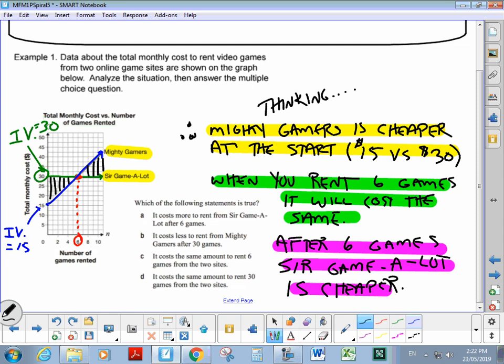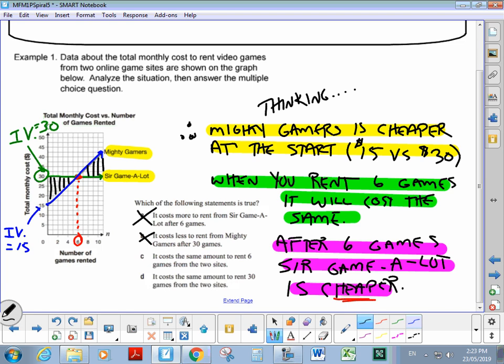So which statement's true? The first one, it costs more to rent from Sir Game a Lot after 6 games. After 6 games, we know that's not true because in the purple here, we just said it's cheaper. So it can't be that one. Process of elimination, that's gone. It costs less to rent from Mighty Gamers after 30 games. Well, we just said that Sir Game a Lot is cheaper after 6. So there's no way Mighty Gamers can be cheaper after 6.